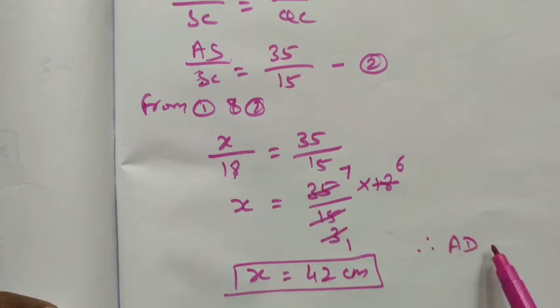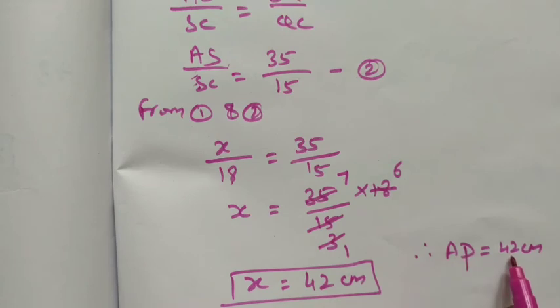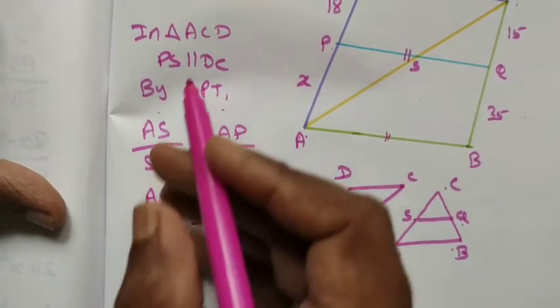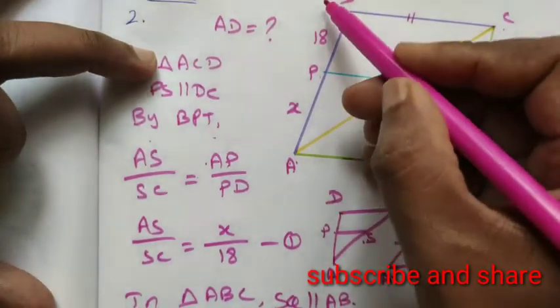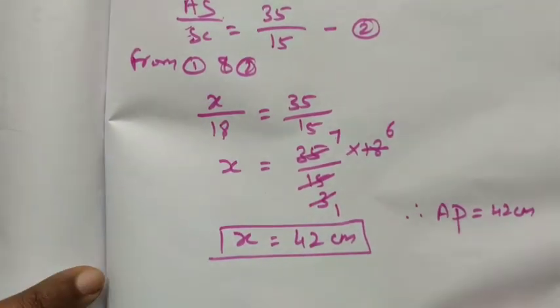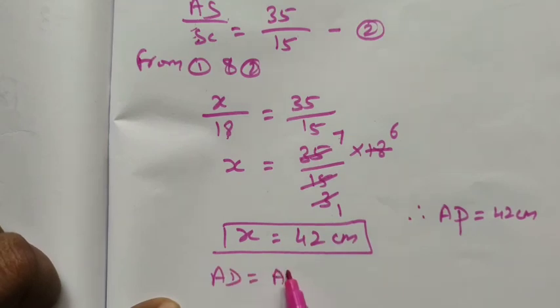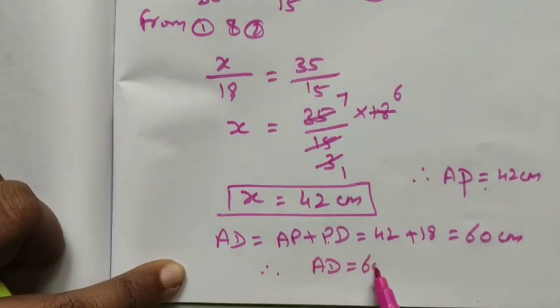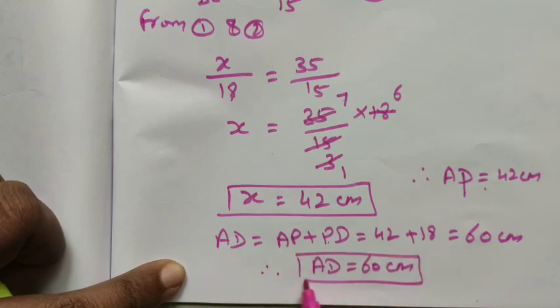Therefore, the length AD is equal to 42 centimeter. Sorry, the length AP is equal to 42 centimeter. Here we have taken AP is equal to x. They are asking what is AD, right? So the total length we have to add, that is AD. So AD is equal to AP plus PD, that is 42 plus 18. So the sum is equal to 60 centimeter. Therefore AD is equal to 60 centimeter is the answer.